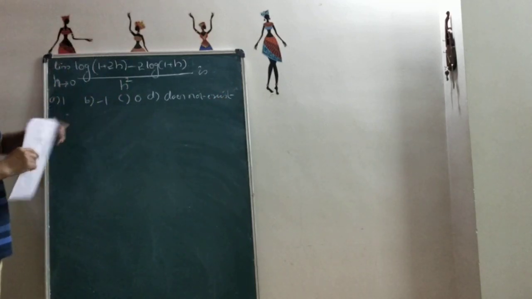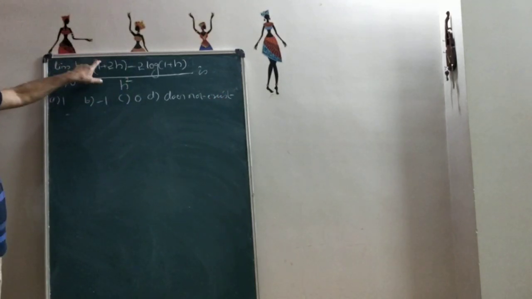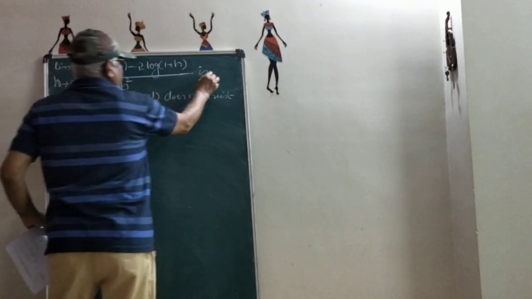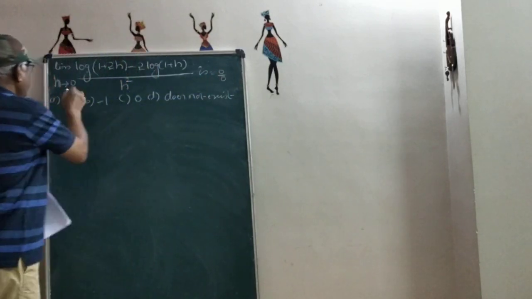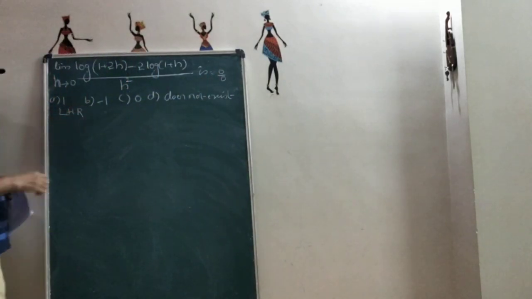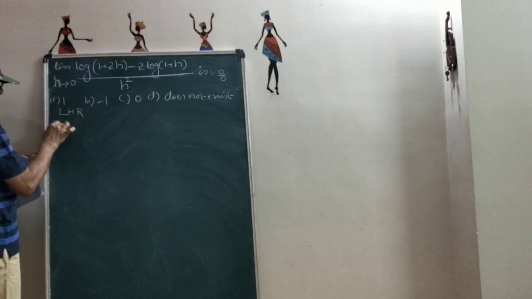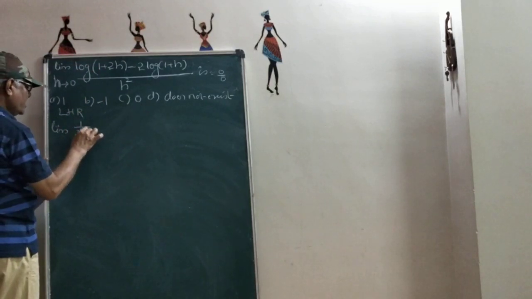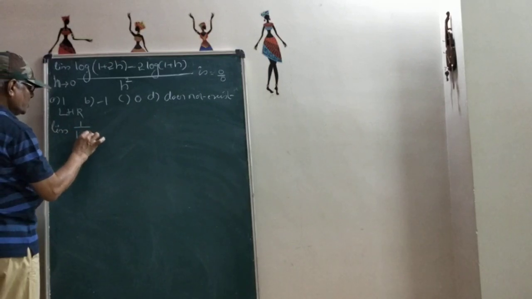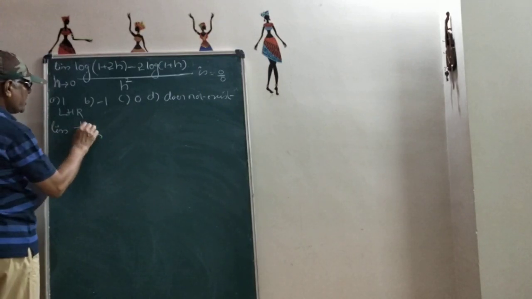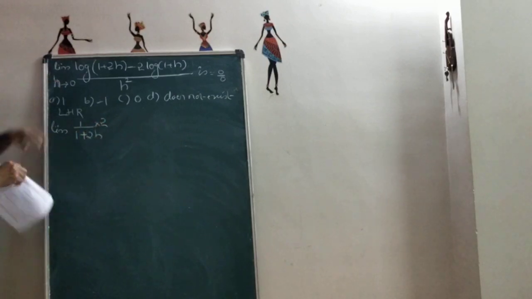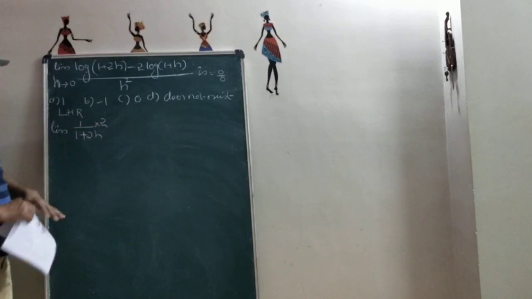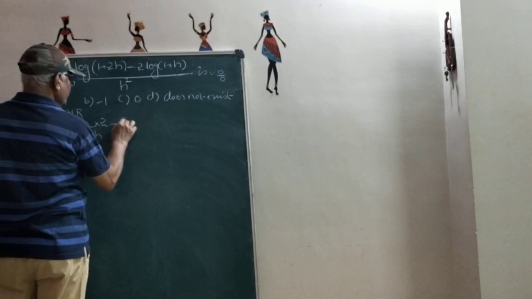Students, as it is here, h is 0, even the numerator is 0, log 1 is 0, 0 minus 0 will be 0. So as it is a 0 divided by 0 form, now let me make use of the L'Hopital rule, that is limit of what is the derivative of log of 1 plus 2h? It is 1 upon 1 plus 2h and into derivative of 1 plus 2h, that is 2. Derivative of log of 1 plus 2h is equal to 1 upon 1 plus 2h into 2. Next minus 2 is constant here.